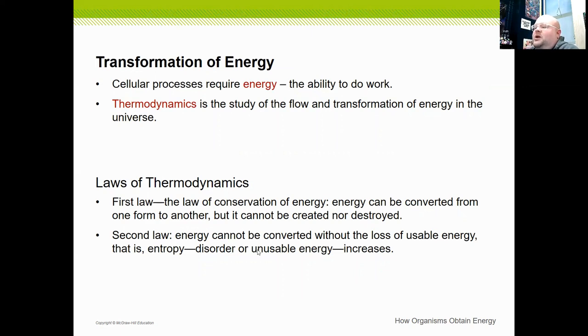So entropy or disorder of the usable energy is going to increase. So the first law, things cannot be created or destroyed, but they can change form. And the second law tells us when those conversions happen, we do lose a little bit of energy. Energy's used up. Okay.